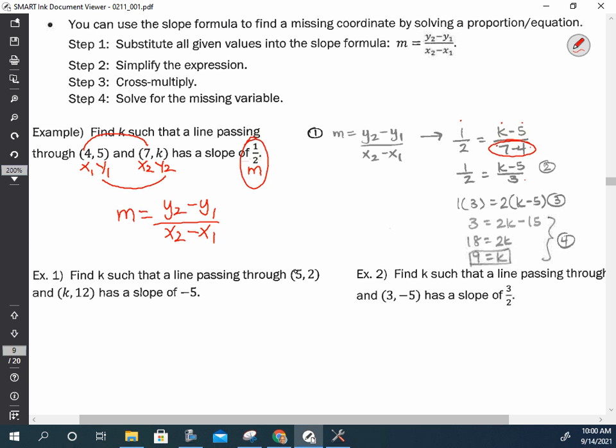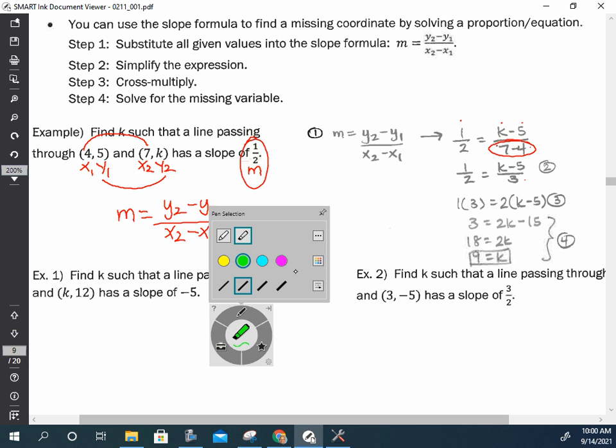So now you have a fraction equal to a fraction. That's a proportion. So remember, with a proportion, you can cross multiply. So now we're going to go ahead and cross multiply. That means we're going to take 1 times 3, and we're going to take 2 times k minus 5.